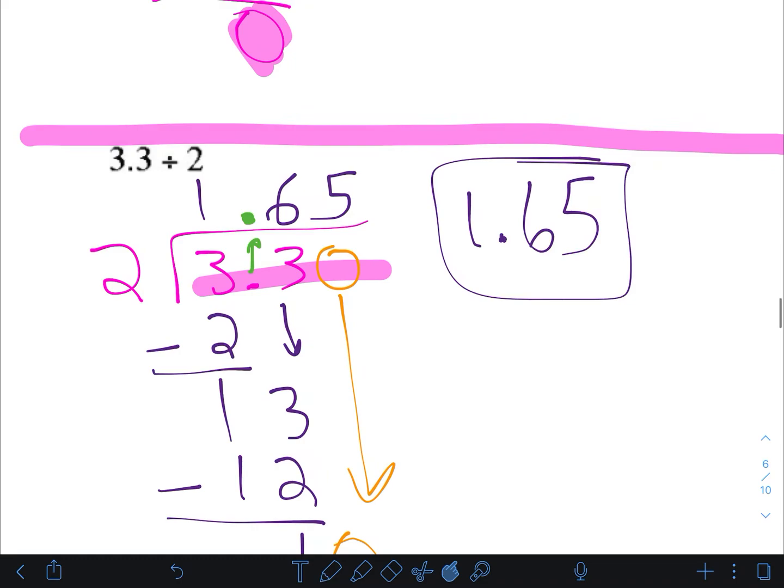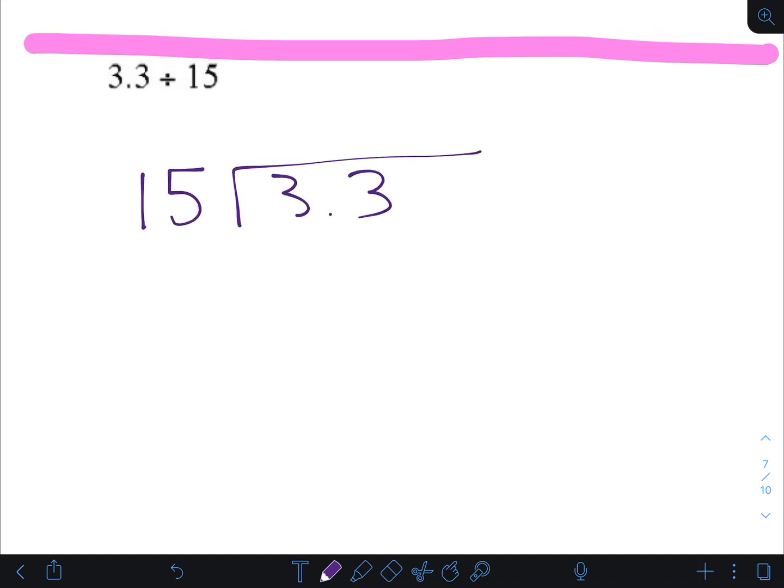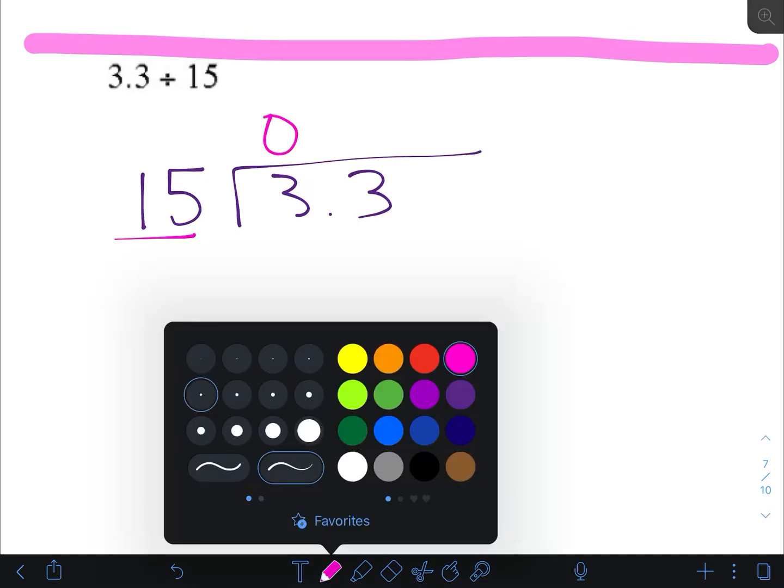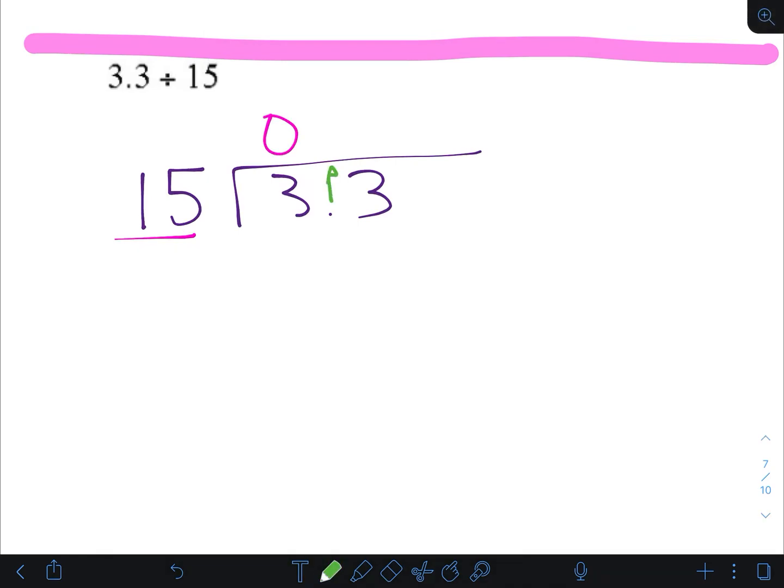Okay, let's do one more problem. 15 into 3.3. So, 15, 3.3. Does 15 go into 3? It does not. So I put a 0. Now we have a decimal point, which we bring up. Does 15 go into 33? Well, it does. It goes twice, because 2 15s are 30. You subtract, you get 3.